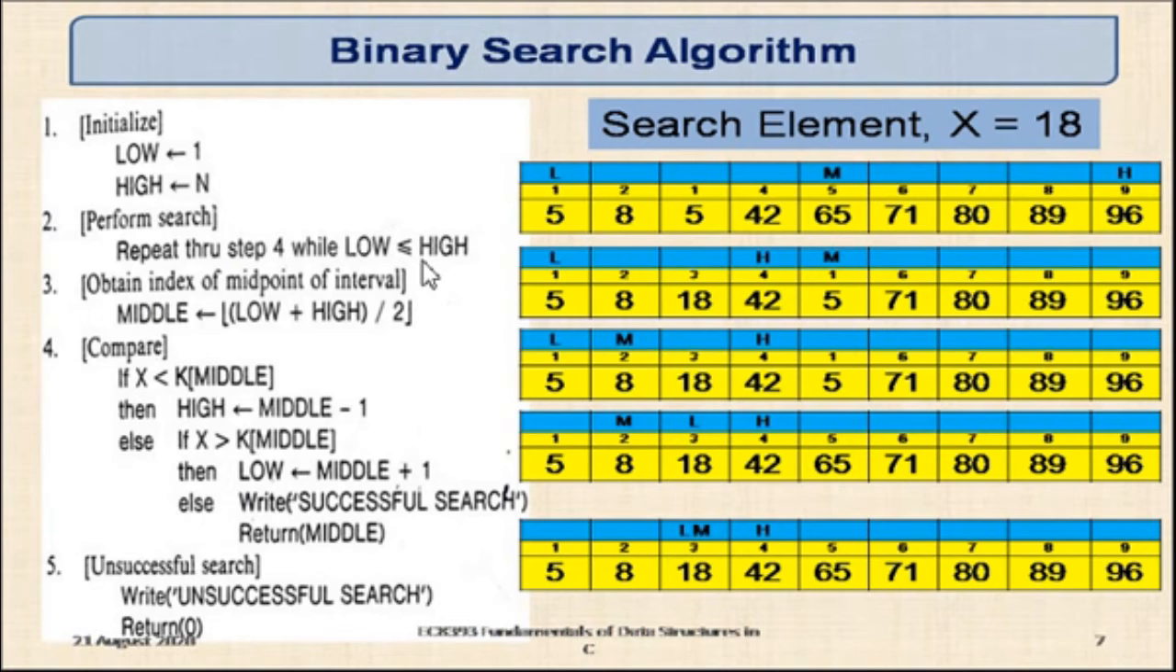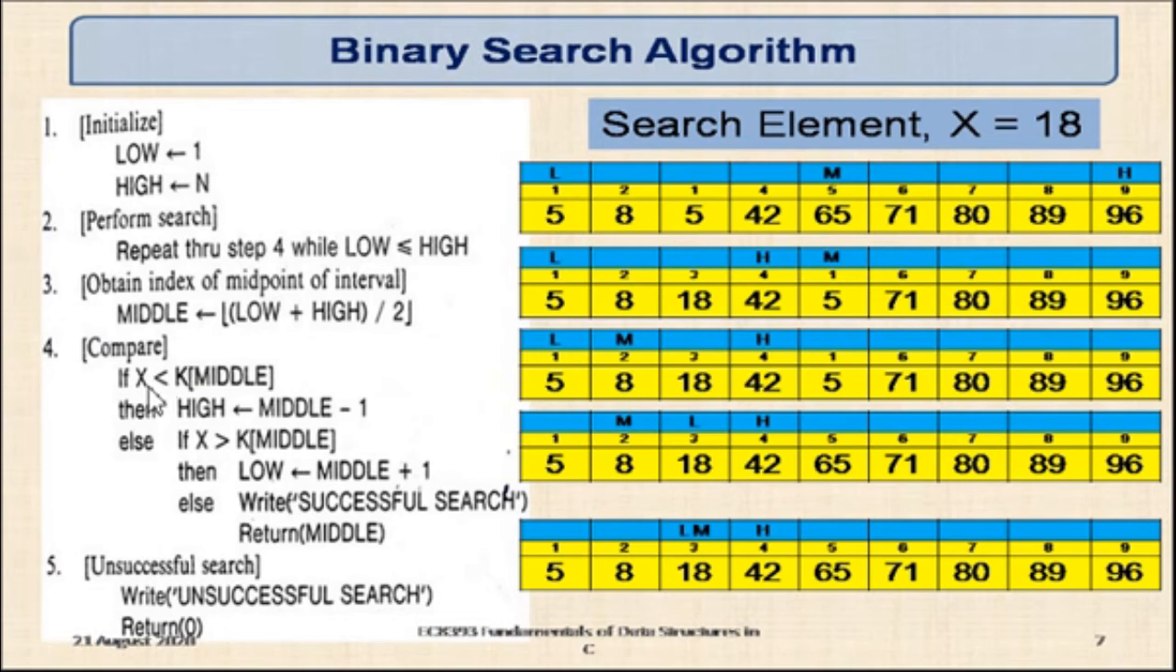Okay, now you check for the condition. Low is 1, high is 9, condition is satisfied. So it will come to the next step. It calculates the middle pointer. Formula is low plus high by 2. So 1 plus 9, 10, 10 by 2, 5. So middle is 5.